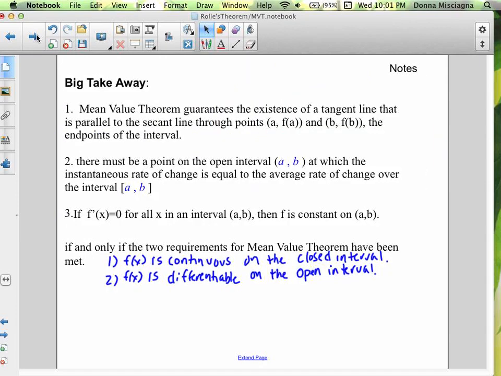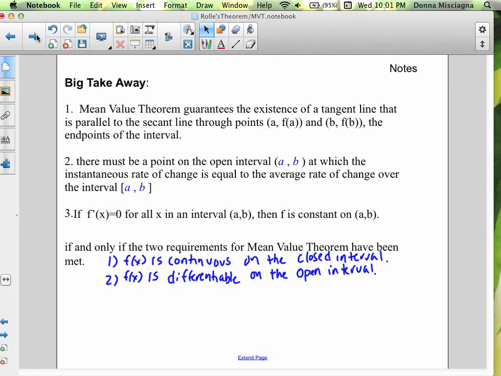Big takeaway, and then I have one problem. I have some questions at the end of the notes. The Mean Value Theorem guarantees the existence of a tangent line that is parallel to the secant line through points (a, f(a)) and (b, f(b)), the endpoints of the interval. There must be a point on the open interval (a, b) at which the instantaneous rate of change is equal to the average rate of change over the interval.